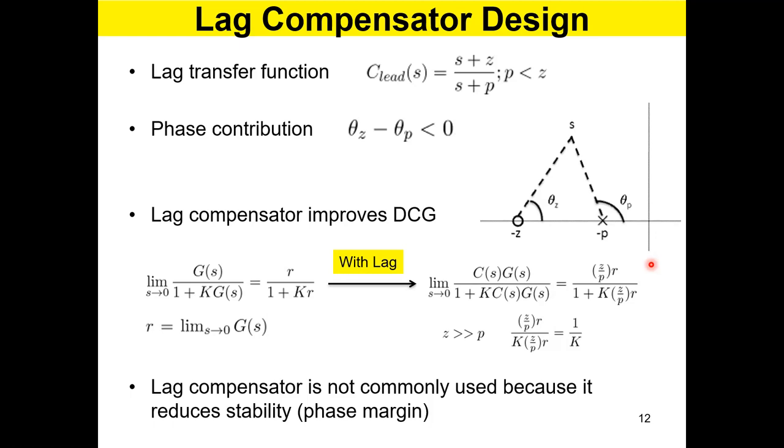And if you design a lag compensator, you have to be extremely careful about it and see, okay, even though you bend your root locus to the right, you still maintain sufficient stability margin, right. One good thing about the lag compensator is this third bullet: lag compensator improves DC gain.